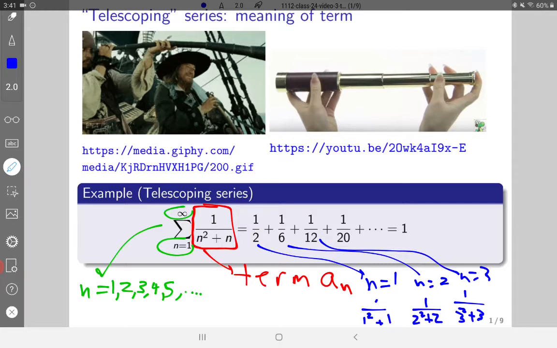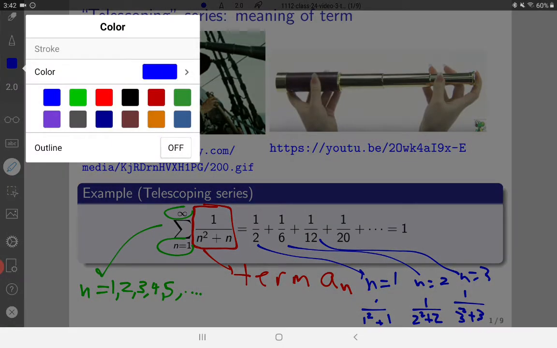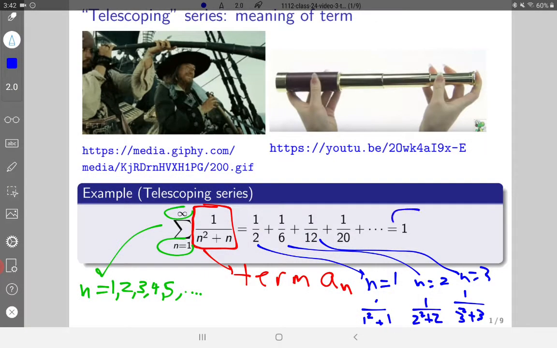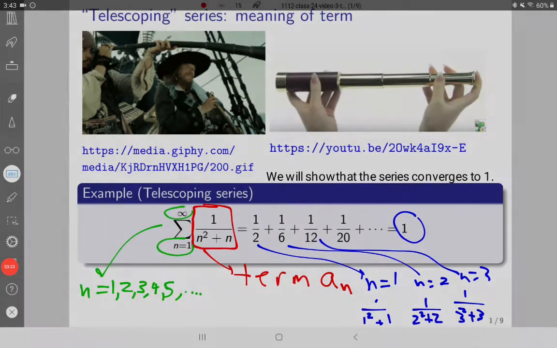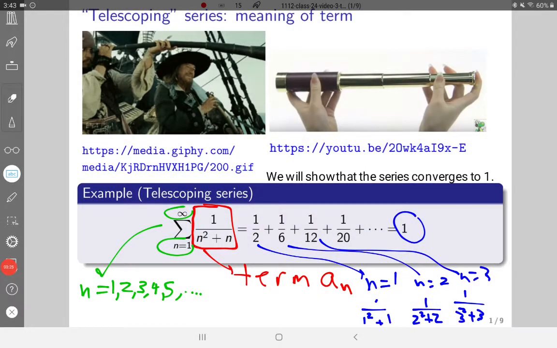And then what we're going to show in the first demonstration in this video is that apparently all of those terms, they add up to 1. The series converges to 1. So I'm saying right now we are going to show that it converges to 1. It should not at all be obvious from what we've seen so far that that is the case. We're going to take a little bit of time to show you how that plays out.